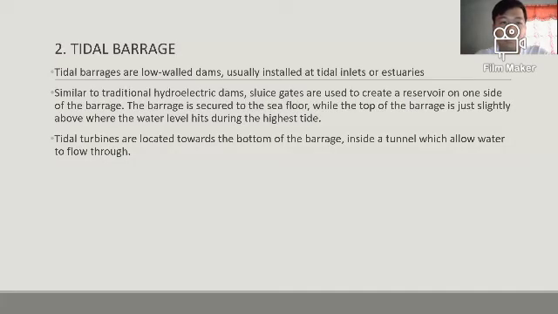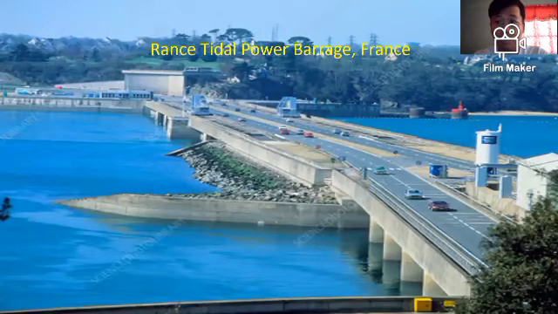Next, number 2, tidal barrage. Tidal barrages are low walls dams usually installed at tidal inlets or estuaries, and similar to traditional hydroelectric dams, sluice gates are used to create a reservoir on one side of the barrage. The barrage is secured to the seafloor, while the top of the barrage is just slightly above where the water level hits during the highest tide. And tidal turbines are located toward the bottom of the barrage inside a tunnel, which allows water to flow through. And this is an example of Rance tidal powered barrage in France.